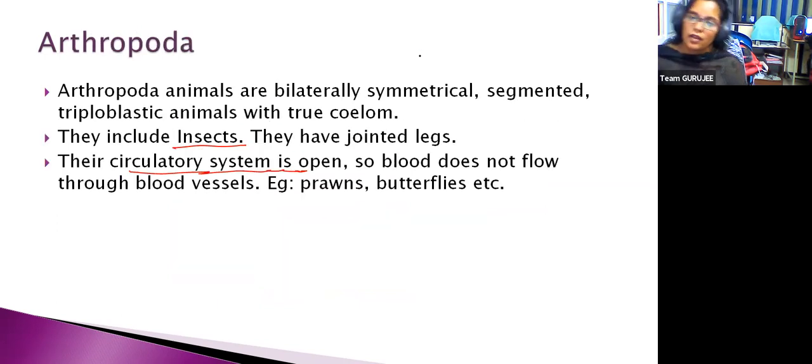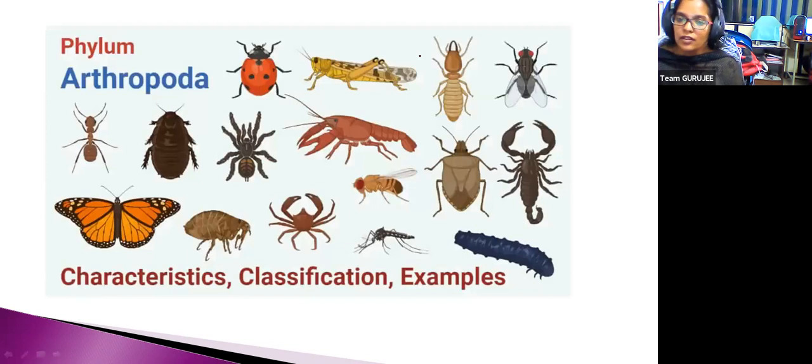Next, arthropoda includes all insects. The circulatory system is open here. I have already told that circulatory system has two types, open and closed. Open means you don't have any blood vessels. But in case of closed circulatory system, it has blood vessels, heart, arteries, veins, everything. Examples are butterfly, all the insects, ant, mosquito, beetle, everything.